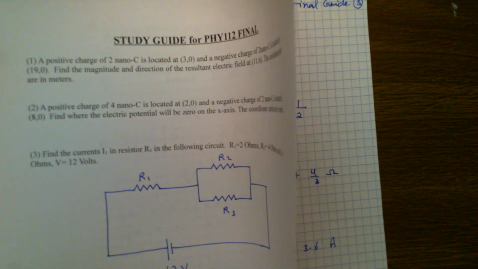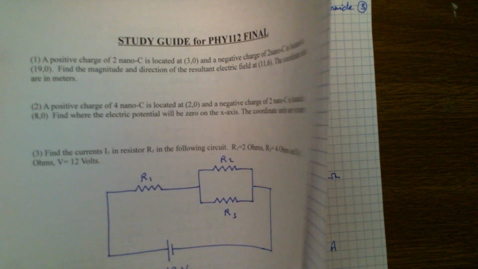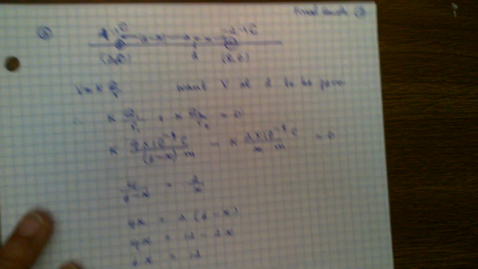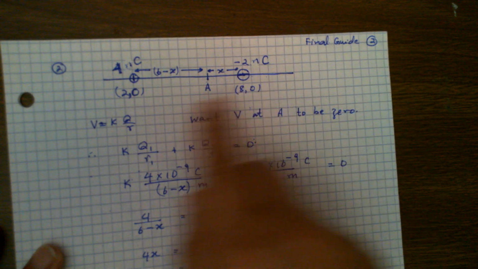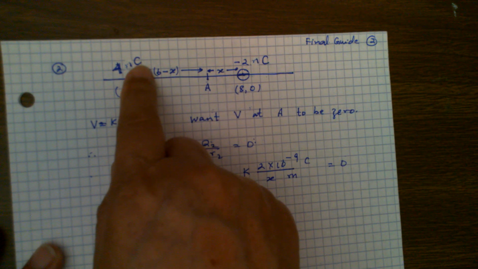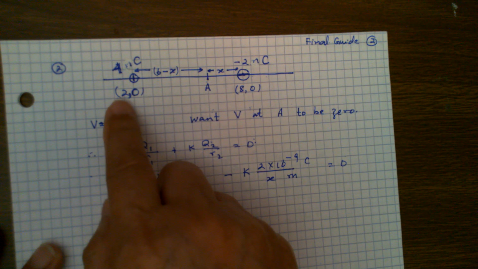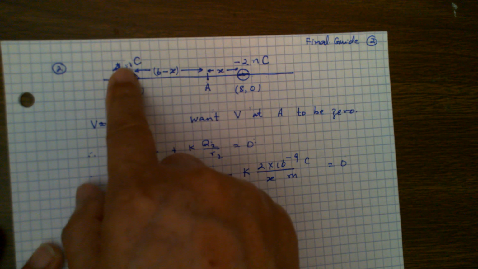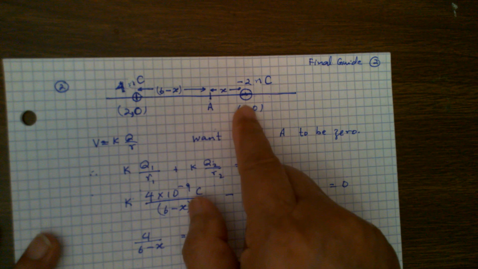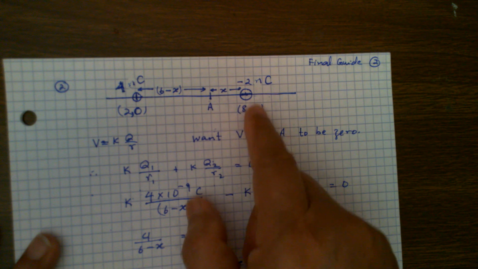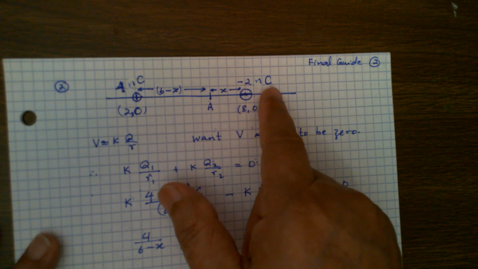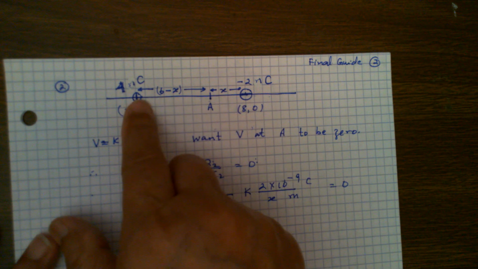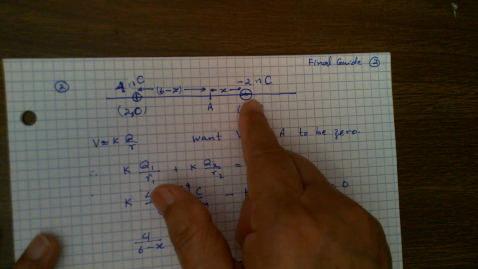In order to do that, first of all, we set up the problem. On the coordinate axis, 4 nanocoulombs at (2, 0), and this is a positive charge. The negative charge is at (8, 0), negative 2 nanocoulomb. Obviously, this is a positive charge, this is a negative charge, right? And potential just adds up as a scalar function.